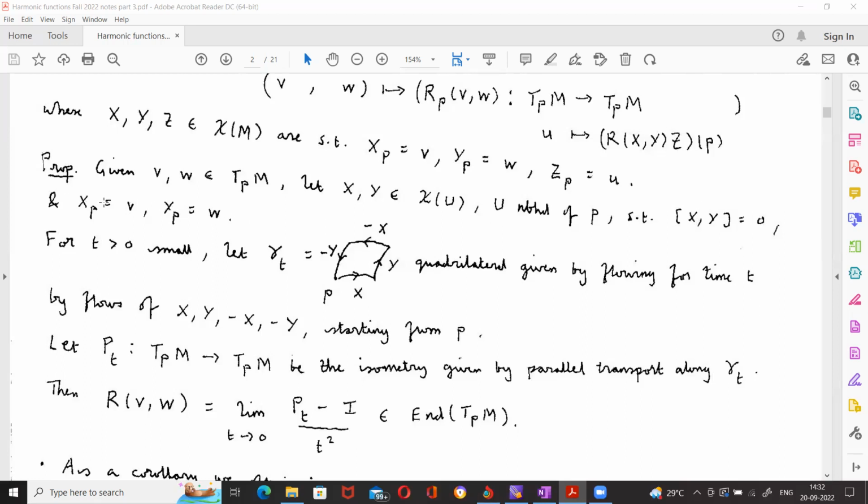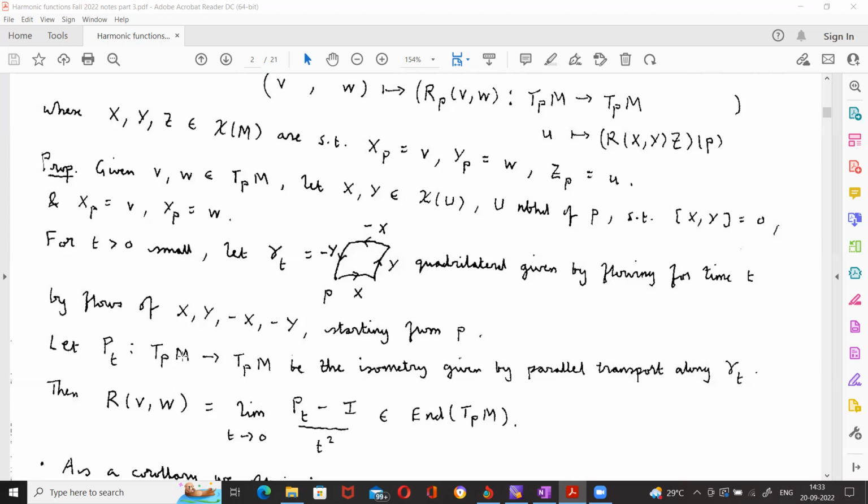Now suppose I take two such vector fields whose values at P are V and W and which commute. Then for T small, let's look at a small parallelogram. Because the flows commute, if I flow along X for time T, then Y for time T, then minus X for time T and minus Y for time T, I will come back to the point P. So now I have a loop based at P which is piecewise C1, and parallel transport makes sense along piecewise C1 curves also. So I can do the parallel transport along this small loop. Let me call that P sub T.